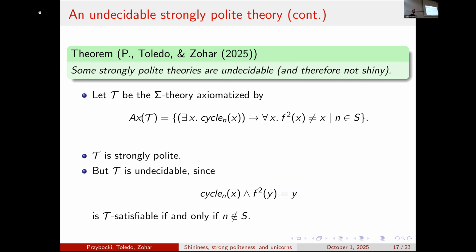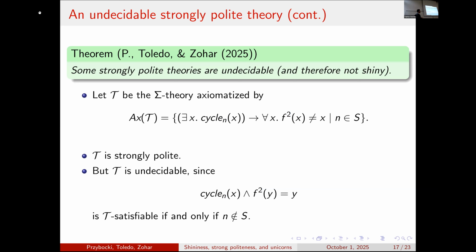But it's actually not too hard to see that T is undecidable. So, for example, if you consider this formula here, cycle_n of x and f squared of y is equal to y, I claim that this formula is T-satisfiable if and only if n is not in S. And the way to see that is that if n is not in S, then we construct a model by taking a cycle of length n containing x, and a cycle of length 2 containing y. And that's a model of the formula. And it satisfies the axioms vacuously. On the other hand, if n is in S, then having a cycle of length n forbids this condition.